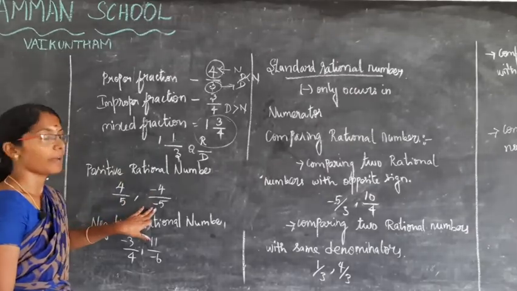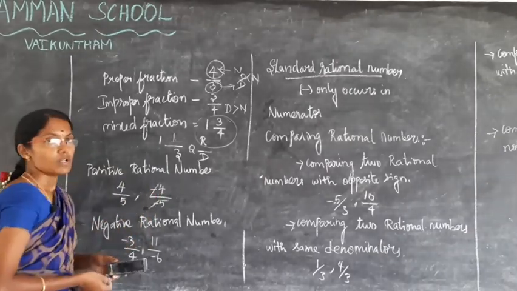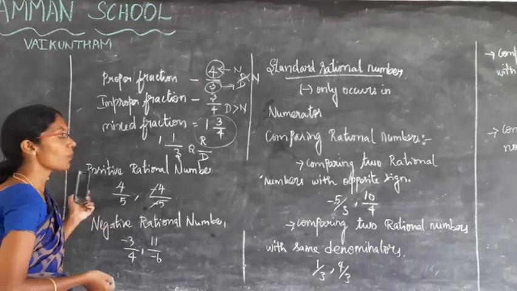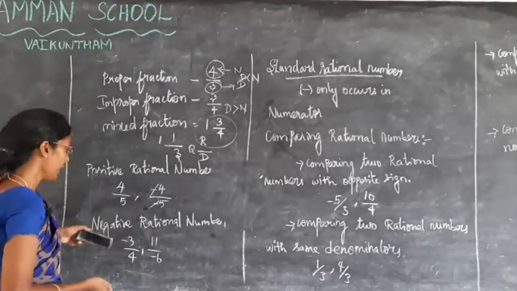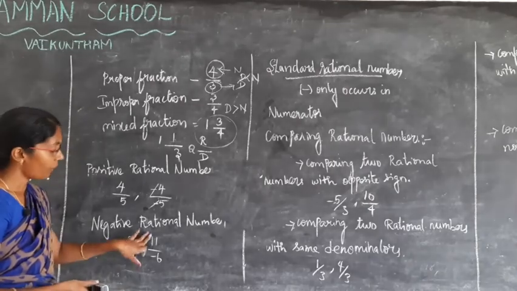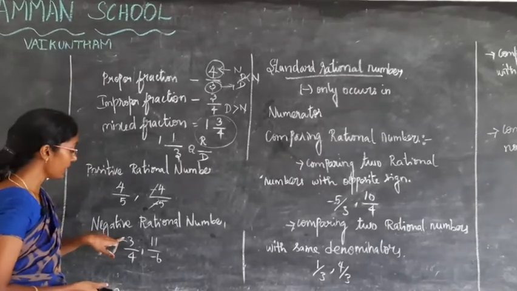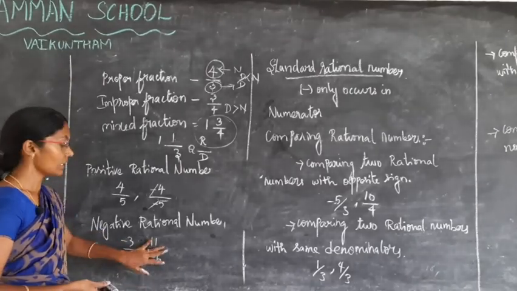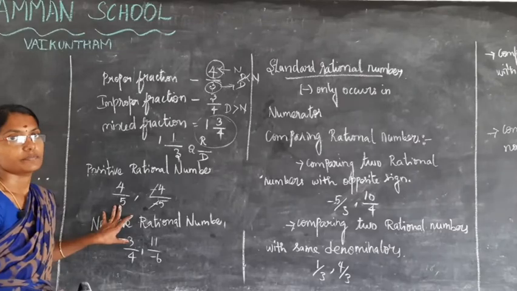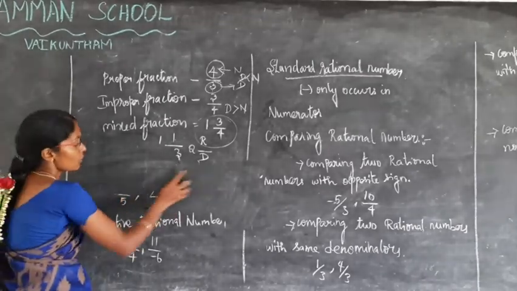Minus 4 divided by minus 5. You can cancel these two, so it becomes positive. So this one is a positive rational number. And a negative rational number: minus 3 by 4, or else 11 by minus 6. The negative sign may be in the numerator or in the denominator. So that is a negative rational number. Okay, are you all clear about negative and positive rational numbers?